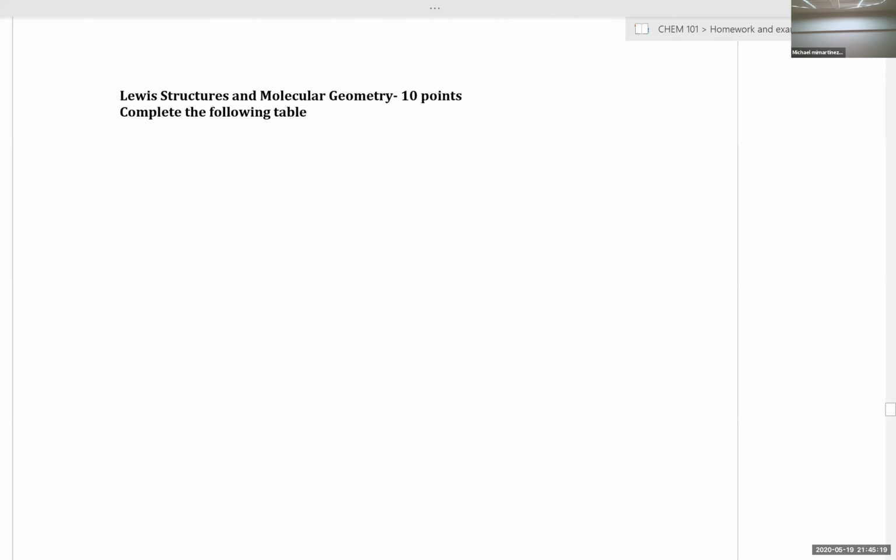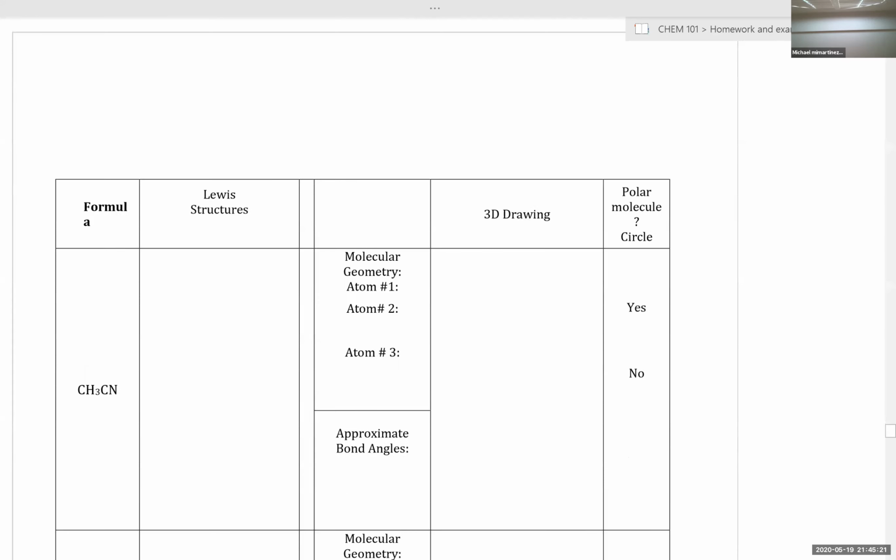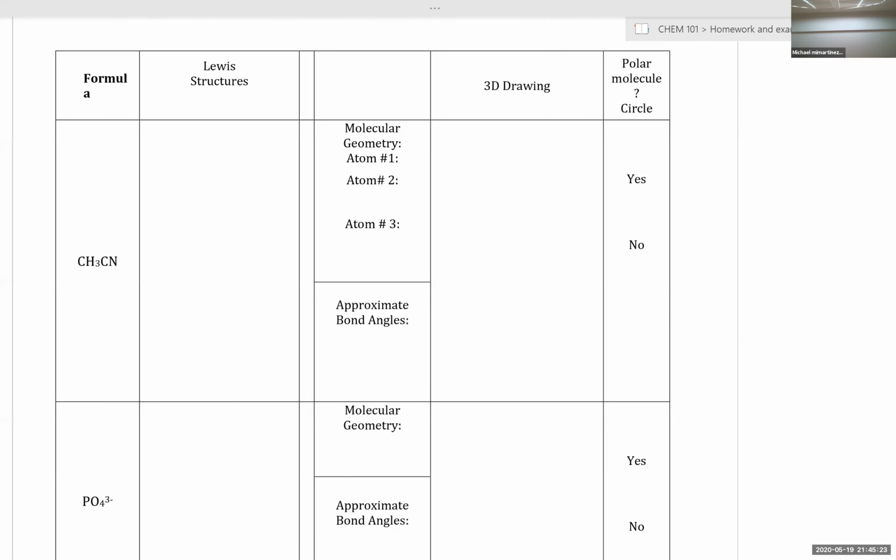So for Lewis structures and molecular geometry, we're asked to complete the following table. We're given the formula and we're asked to draw the Lewis structure, approximate the bond angles and designate the molecular geometry. So for example, for CH3CN, first things first, we count electrons. We have 2 times 4 for our carbons, which is 8. We have 1 times 3 for our hydrogens, which is 3. And we have 5 for our nitrogen. Adding them all up, we have 16 electrons to work with.